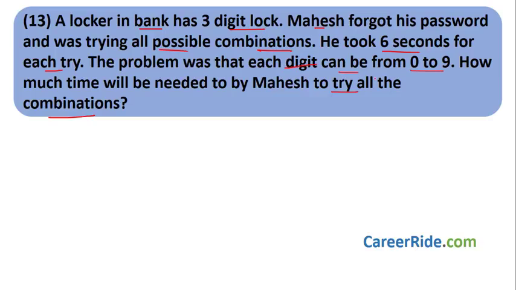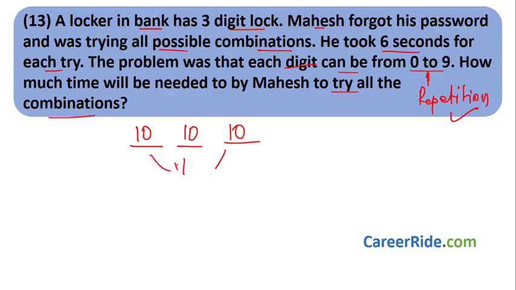Okay, now here they have given each digit can be 0 to 9. That means repetition is allowed. It has a 3-digit lock, and each of the digits can be from 0 to 9. That means there are 10 possibilities, since 0 to 9 are 10 digits. So 0 to 9 can come over here, 10 possibilities, again 10 possibilities, again 10 possibilities. How many are the total possible combinations? Just multiply. 1000 combinations are possible.